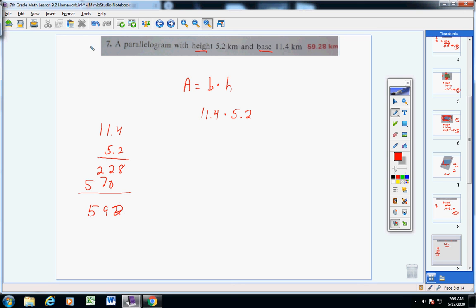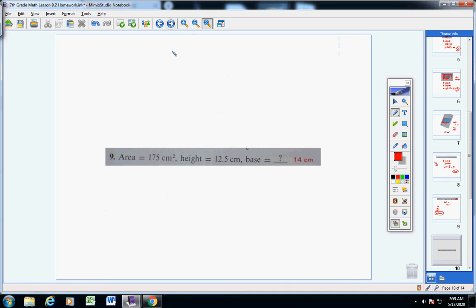Sorry about that. My pen, guys, is messing up. It's kind of catching. Not sure why it's doing that. It does that every now and then. And there we go. 59.28 kilometers squared. And that is the correct answer. Okay? Now, number 9's interesting.